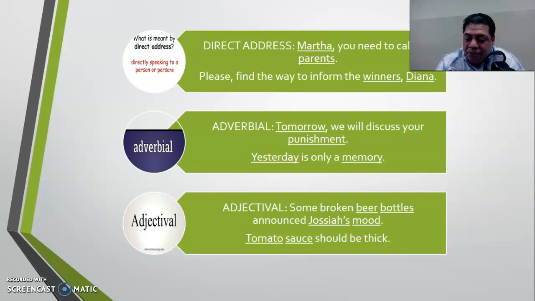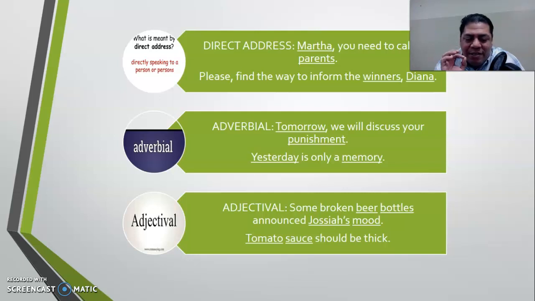The other example, tomato sauce should be thick. You have sauce. There are different kinds of sauces, but we are talking about a specific kind of sauce. So tomato, it's behaving like an adjective, but it's not an adjective. It is a noun. That is something very important that I need you to remember. Don't classify adjectives as adjectivals.